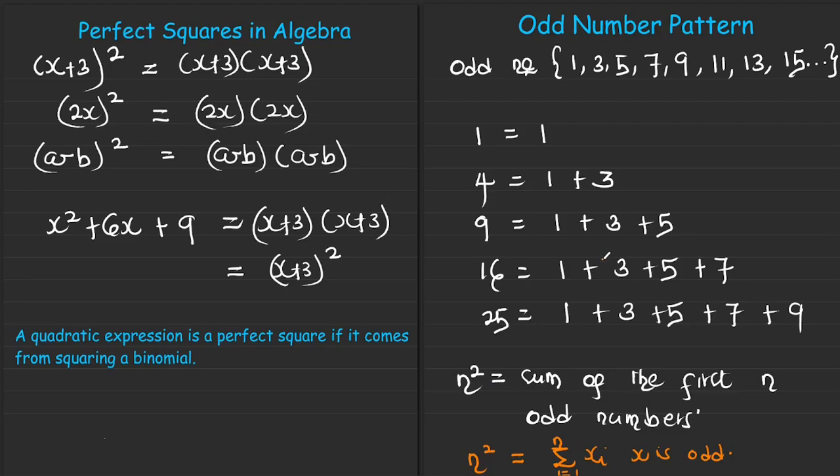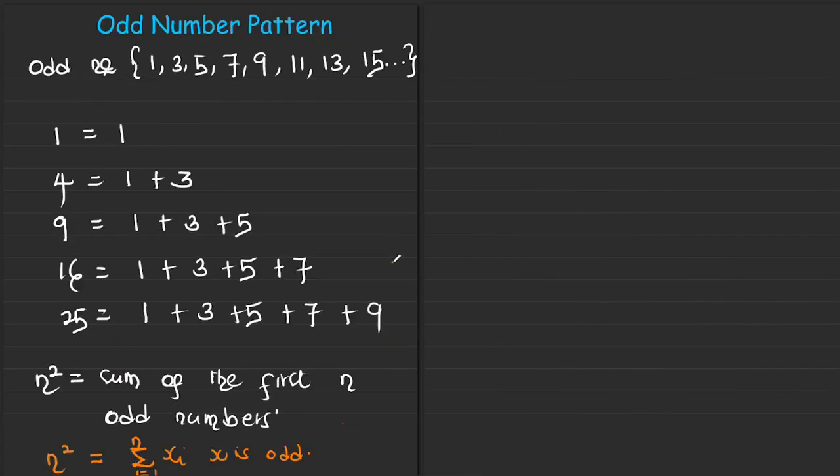Now, why does the odd number pattern work? Let's look at why it works. I'll give you a visual representation. The square numbers always form squares. If we say the perfect squares always form squares, this is what we mean. So we know the first perfect square is 1. You see, this is a square, and I can use just one box to form that. That is fine. Now, what if I want to use 2 boxes?